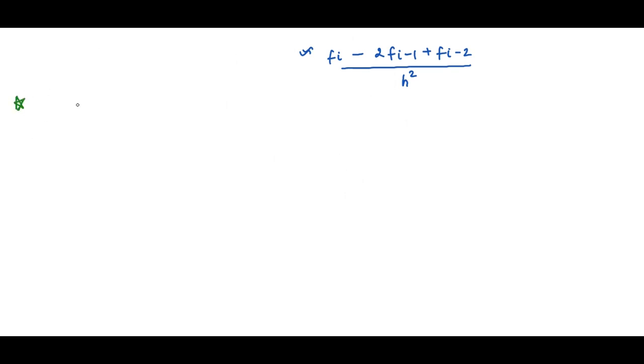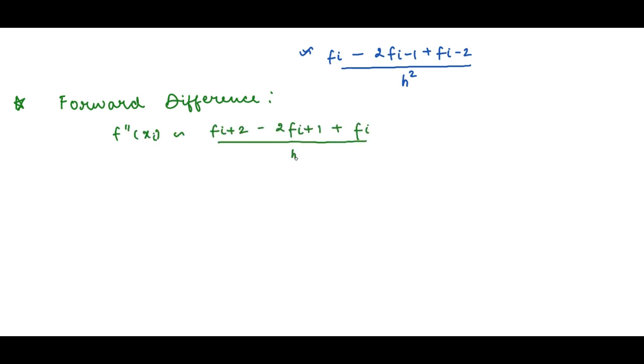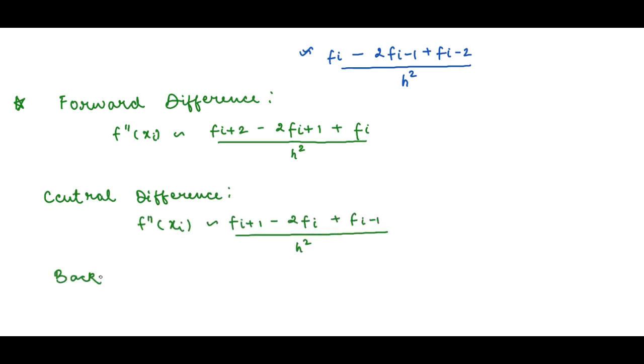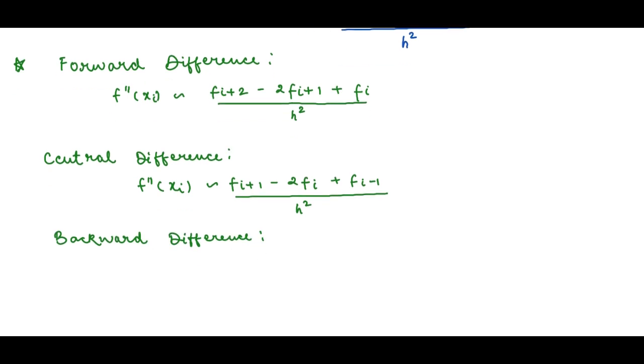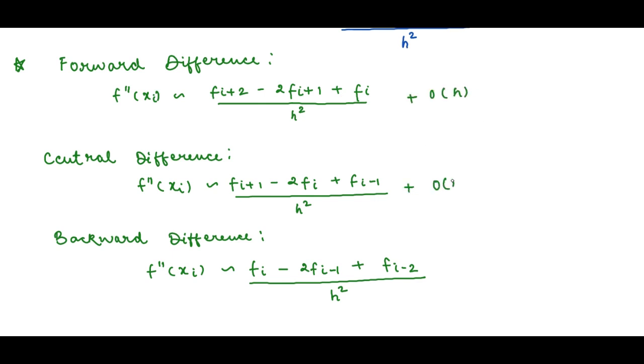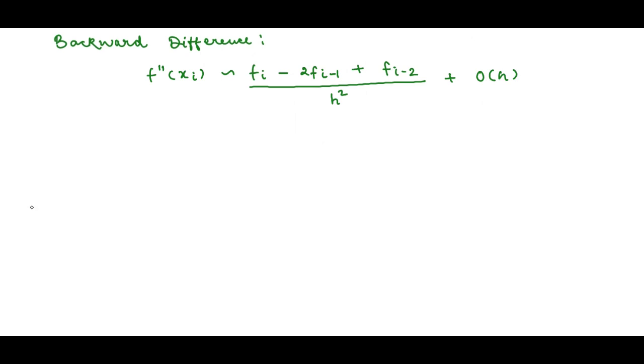So just like the first derivative, the location of the required point helps us to choose the formula. If it is near the beginning, then you need to use the forward difference formula. If it is at an interior point, then use the central difference formula. If it is near the end, then use the backward difference formula. And this simple rule will help you choose the appropriate formula quickly in an examination.